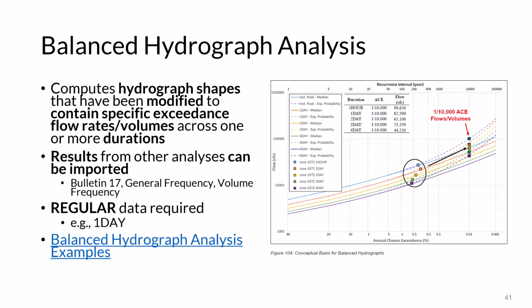Results from other analyses, such as the Bulletin 17, general frequency, or volume frequency analyses, can be imported into the balanced hydrograph analysis. In addition, regular data is required.